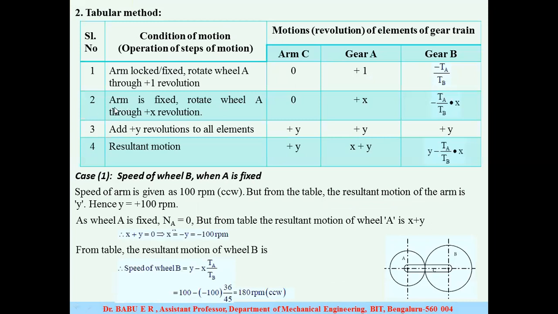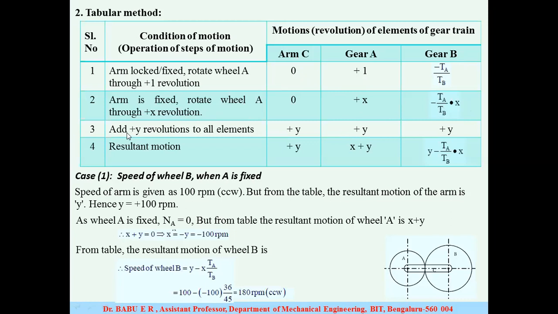Again, go to the second step. The arm is fixed. Rotate wheel A through plus x revolutions. Instead of plus 1, you have to rotate it for plus x revolutions. So what you have to do is simply multiply the first row by x and write it in the second row. When you multiply plus x to 0, it becomes 0. When you multiply plus x to 1, it becomes plus x. Multiply this by x, and you'll get minus Ta by Tb into x. So this is the second step.